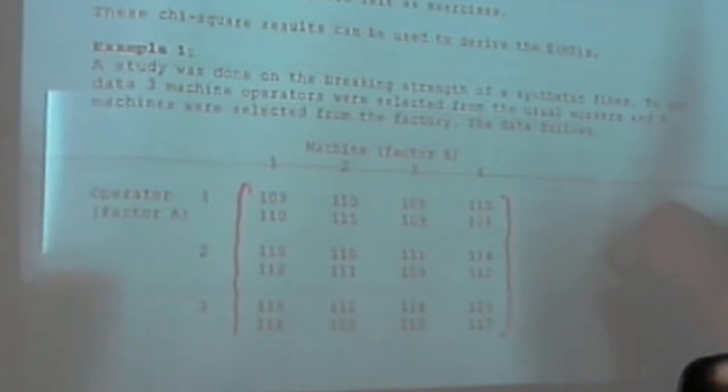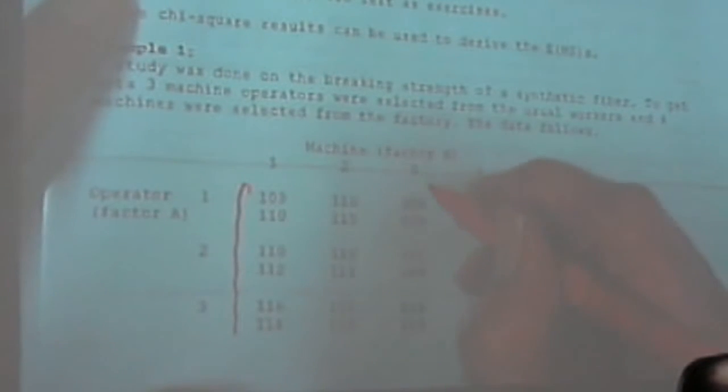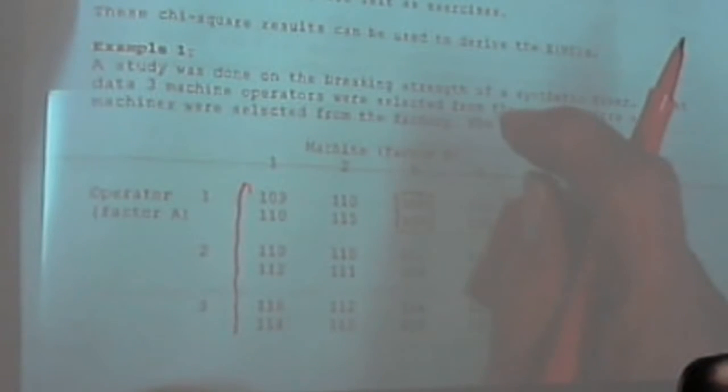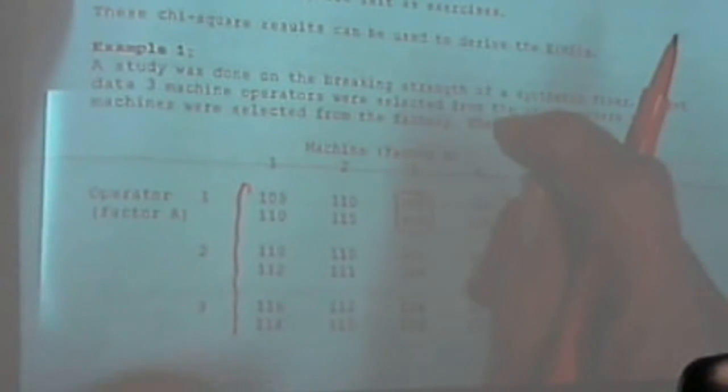And I see right here, what I have produced is 2 observations in each cell. So for instance, operator number 1 using machine 3, that resolves 108, 109. So I got 2 observations in that cell.